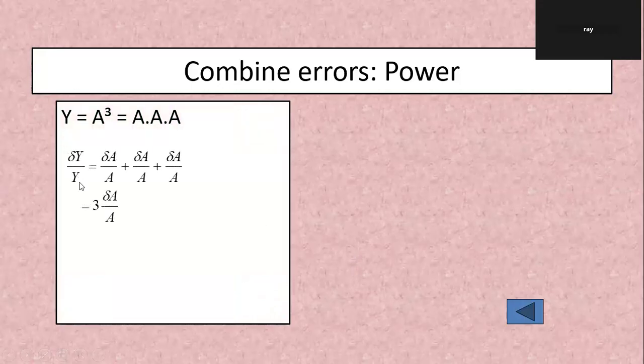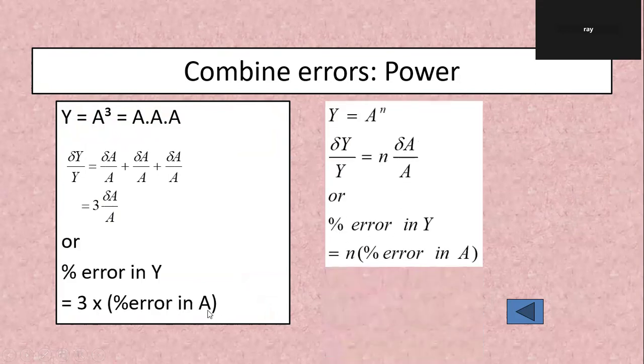Delta y over y is delta a over a. Let's multiply them, then it is 3 delta a over a. So for the power n, you just times n, that's all. Proportional error times delta a over a times n, or percentage error in a times n.